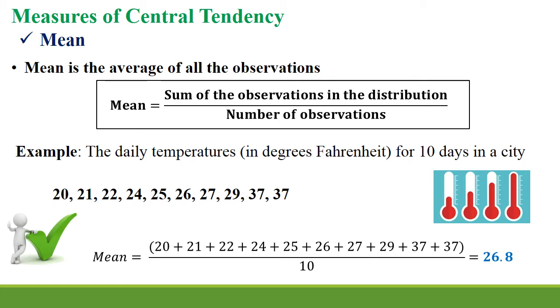As you can see in this example, we take the summation of all the observations, then divide it by the number of observations in the data set. Here we have taken the daily temperatures for 10 days in a city, so we have 10 data points. First we take the summation of the 10 observations, then divide it by 10. Then we have the answer of 26.8 as the mean temperature in that city.